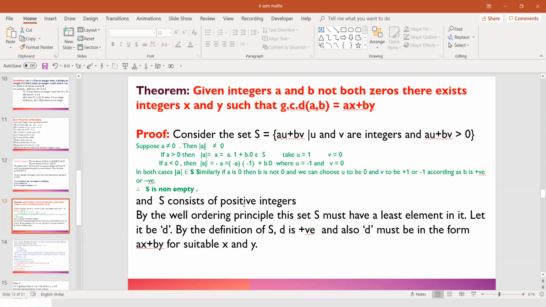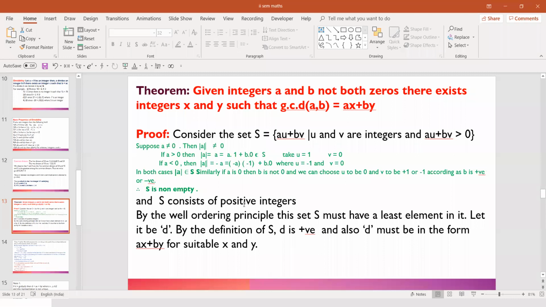Show that the GCD of integers a and b can be written in the form ax plus by. That is, there always exist integers x and y such that the GCD of a, b can be written in the form ax plus by. There exist integers x and y to express it.